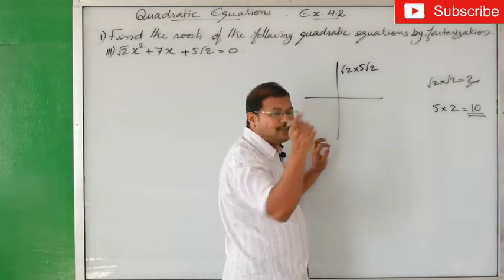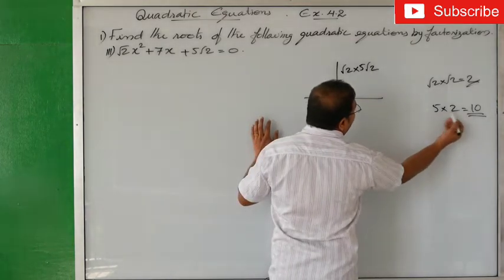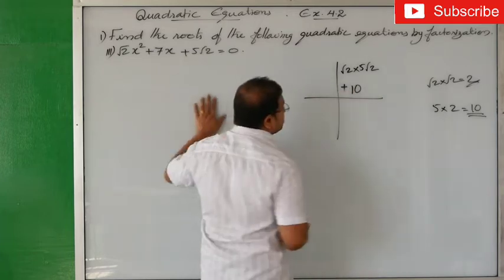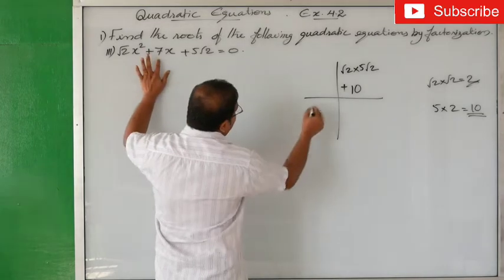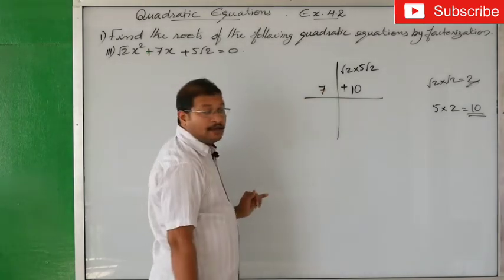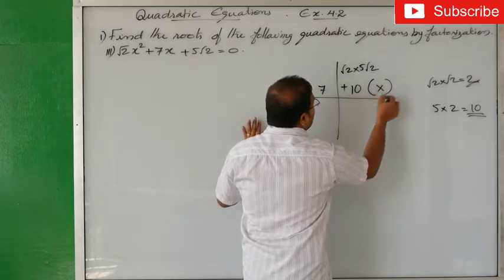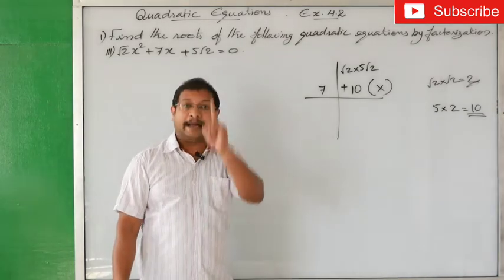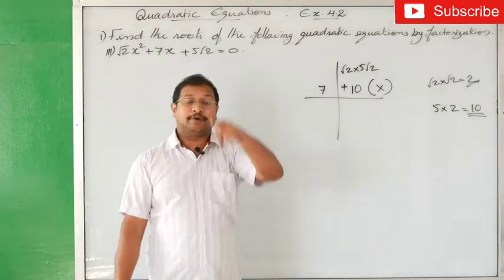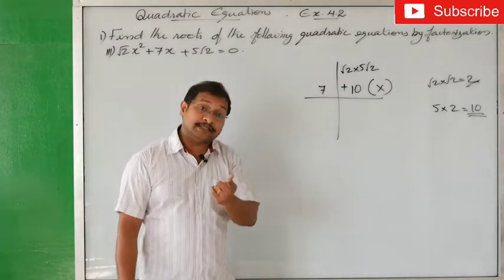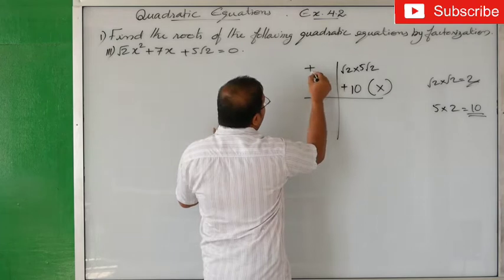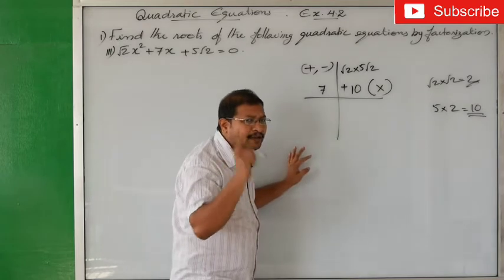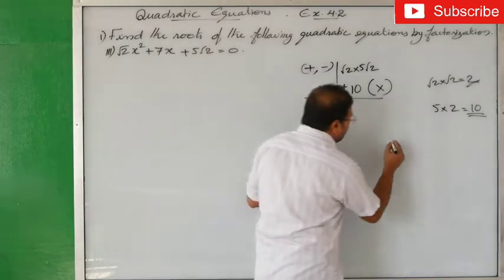Root 2 into root 2 is 2. That means we'll get 2 into 5 or 5 into 2. That means 10. So we got 10 here. Of course, this is plus. Ready? Now the middle term is 7. Now at the multiplication place, if you get plus, sure, both will be negative, both will be minus, otherwise both will be plus, because minus into minus is plus, plus into plus is plus. Now at the addition place, if you get plus, it means both will be plus. Ready? Now let's start the work.